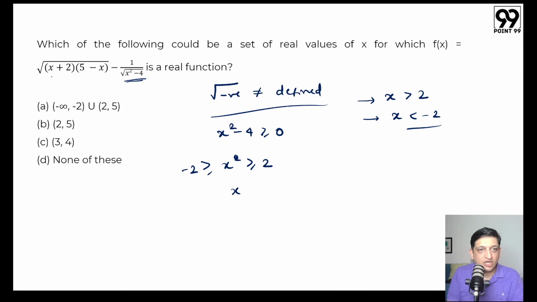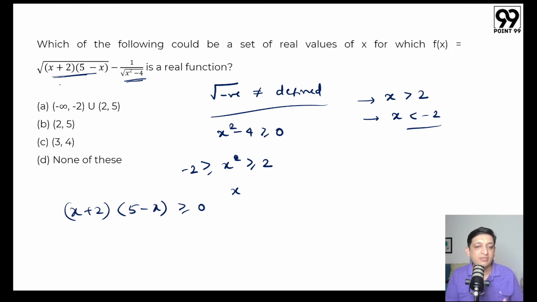Now you also have to account for this particular bit. So if you look at this particular bit, you will be able to see that x plus 2 into 5 minus x. So we have to ensure that x plus 2 multiplied by 5 minus x is greater than or equal to 0. Now this could be 0 because we don't really have this in the denominator. So what do we get in this particular case? x plus 2 into 5 minus x should be greater than or equal to 0. So think about values. What if x is a really large number? If x is equal to 100, this part will be positive, but this part will be negative. So it will not be greater than or equal to 0.